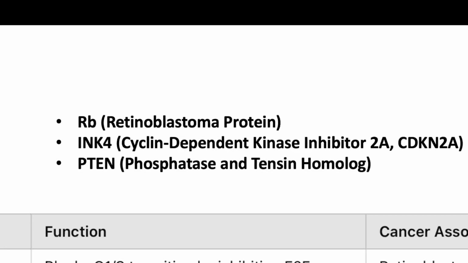Now, this is a signaling pathway. PI3K, phosphoinositol 3 kinase, and AKT pathway.